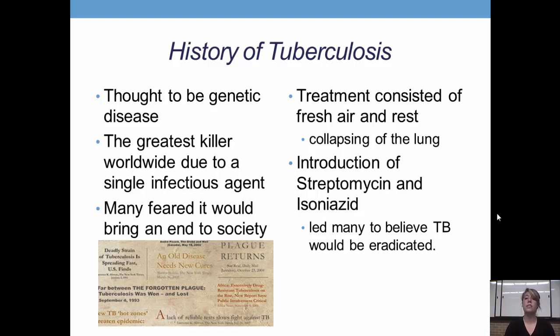Back then, the treatment for tuberculosis consisted of putting someone on a stretcher out in fresh air and letting them rest. And in extreme cases, physicians would induce a collapsed lung to heal tuberculosis. In the 1940s, when streptomycin and isoniazid were introduced, many thought that tuberculosis would become eradicated.